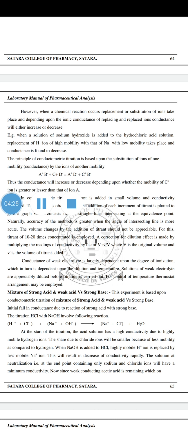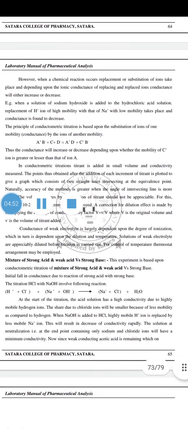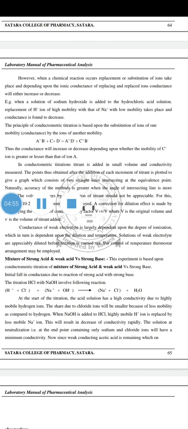Initially there is a fall in conductance due to reaction of the strong acid with the strong base. The titration of HCl with sodium hydroxide involves the following reaction: H+ Cl- + Na+ OH- gives Na+ Cl- and H2O. At the start of the titration, the acid solution has a high conductivity due to highly mobile hydrogen ions. The share due to chloride ion is smaller because of its lower mobility compared to hydrogen. When sodium hydroxide is added to HCl, the highly mobile H+ ion is replaced by the less mobile Na+ ions. This results in a rapid decrease of conductivity.